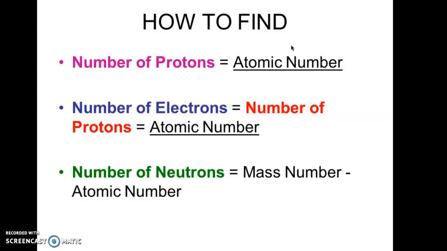The number of neutrons can be found by subtracting the atomic number from the mass number, because we said electrons are virtually unmassive, so we don't really contribute them to the weight of the atom. So if we take the mass number minus the atomic number, because the atomic number equals our protons here, we are going to be able to find out how many neutrons we have.